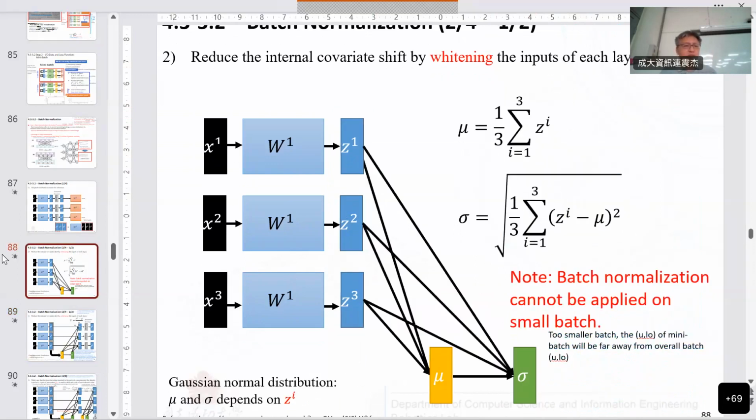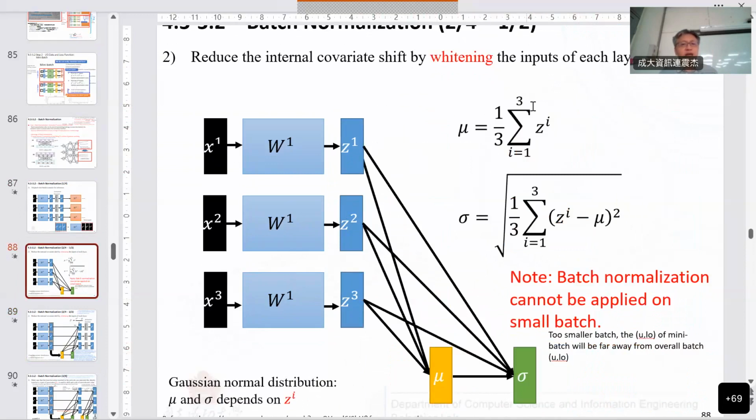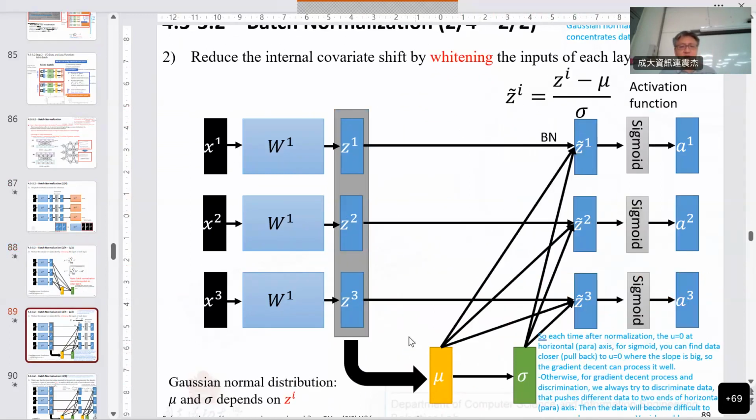For each mini batch, you try to find the average value and the standard deviation. Based on this equation, the output after convolution goes through batch normalization to here, so this new z value is batch normalized based on the Gaussian distribution. You subtract the mean and divide by the standard deviation. So you normalize back to 0 and 1. Because each time you take a derivative, your value is between 0 and 1. After you take derivatives and multiply them together, the value becomes smaller and smaller. It will vanish. That's not good. So we want to normalize back to 0 and 1. So this is batch normalization.